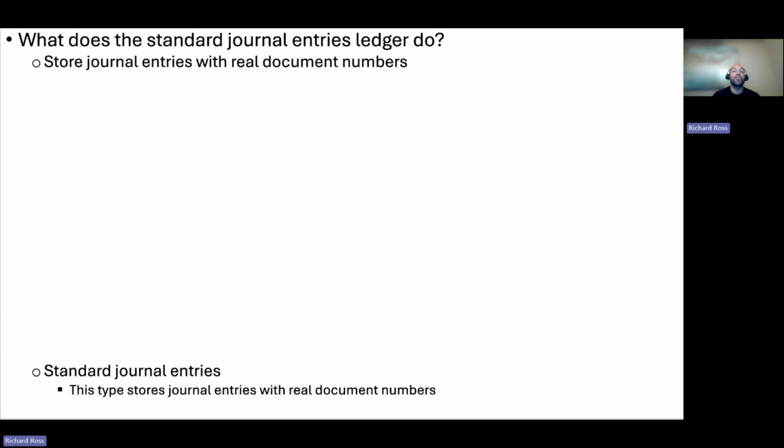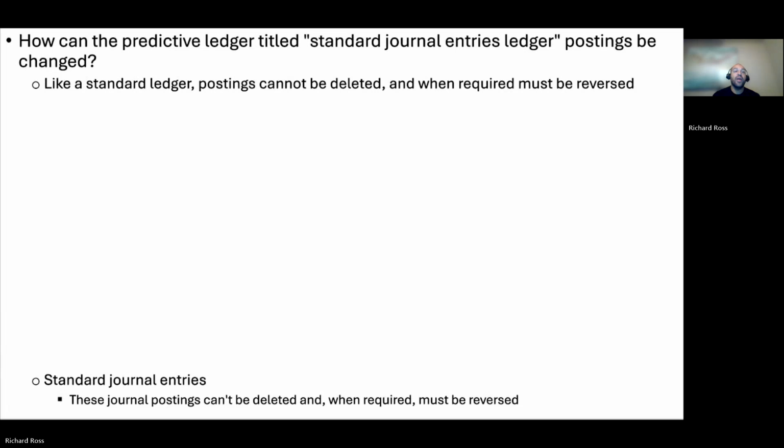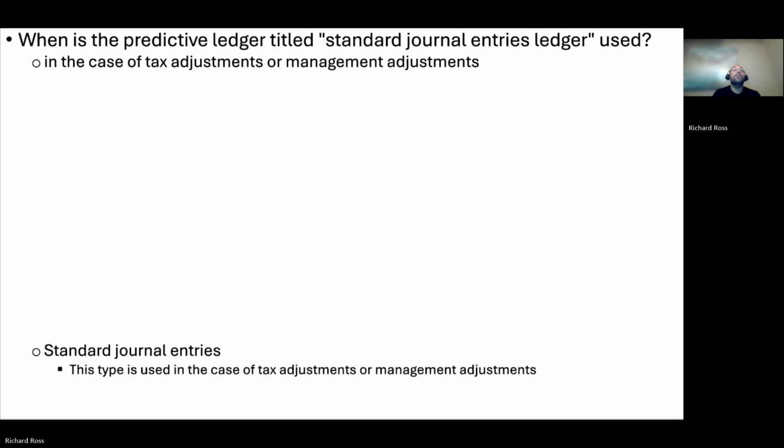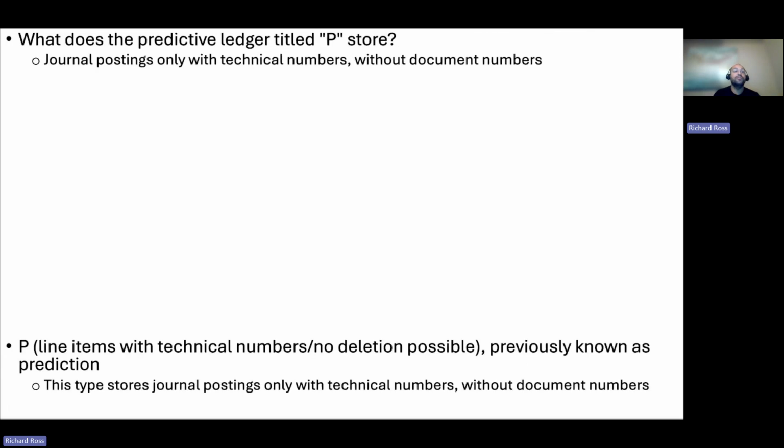What does the standard journal entries ledger do? Stores journal entries with real document numbers. How can the predictive ledger titled Standard Journal Entries Ledger postings be changed? Like a standard ledger, postings cannot be deleted and, when required, must be reversed. When is it used? In the case of tax adjustments or management adjustments.